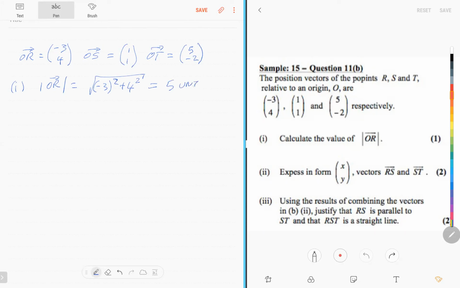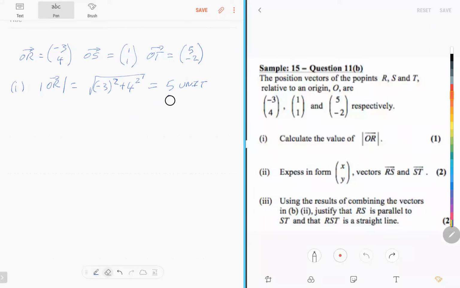That's a 3, 4, 5 triangle. Or we can say the 3 squared is 9, the 4 squared is 16, the 9 and the 16 is 25, and so the square root of 25 is 5. All right, so that's how we get that. So that answer is 5.